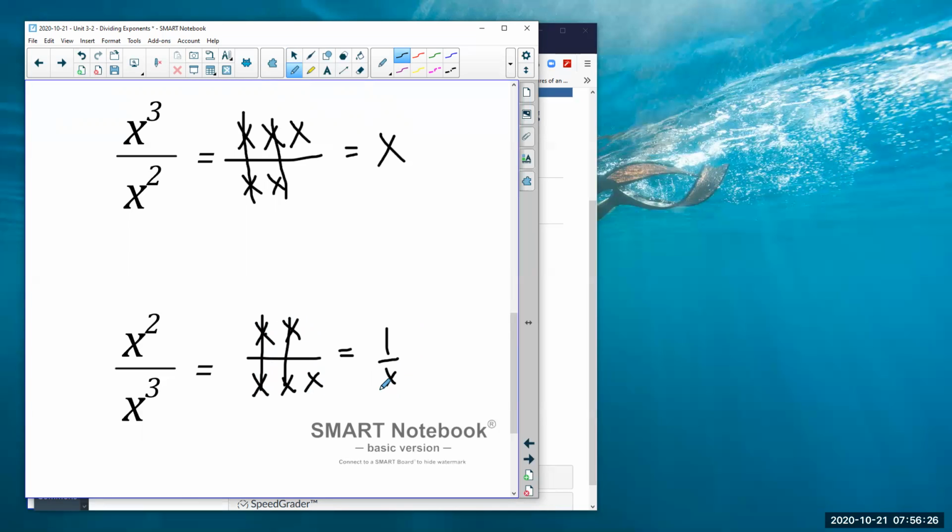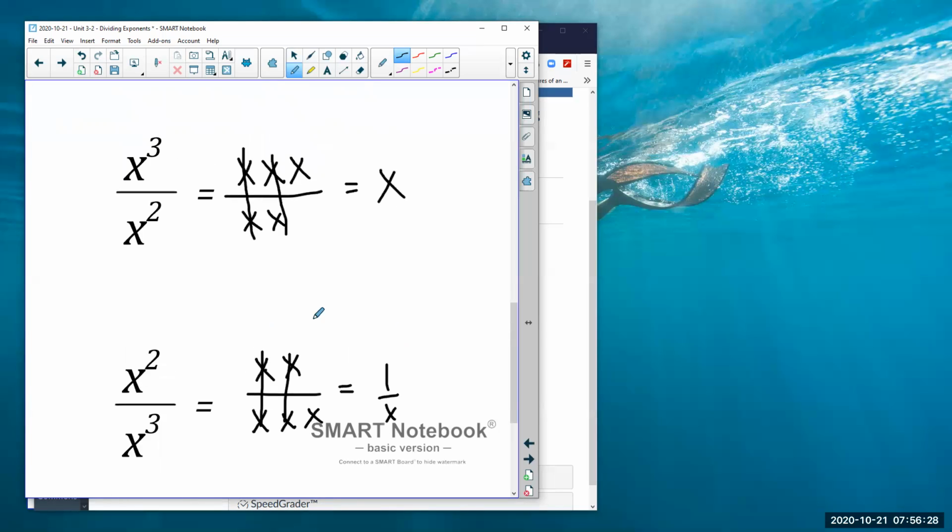So if we look at what we're doing here, we're canceling out the x's that they have in common. There are 3 x's on the top, there are 2 x's on the bottom. Well, 2 of the x's on the top will cancel 2 of the x's on the bottom, and I'm left with just a single x on the top. So I'm looking at the difference between these. There's 3 on the top, there's 2 on the bottom. That means there's 1 extra on the top. So I have an x left over, x to the first power in the numerator.